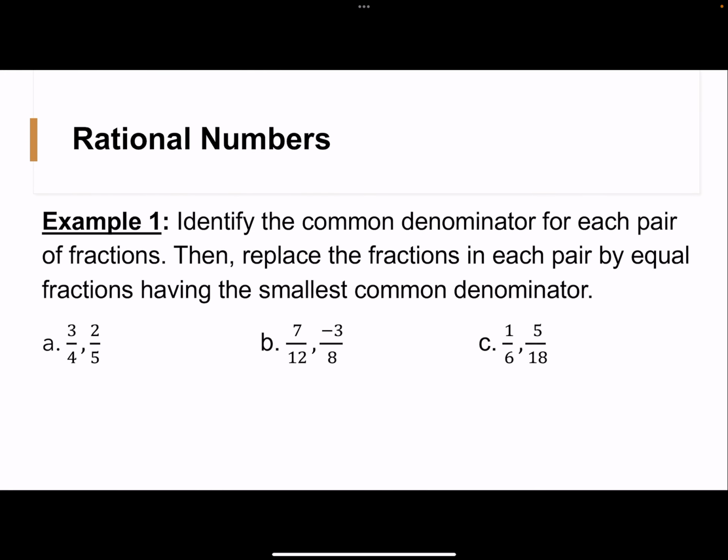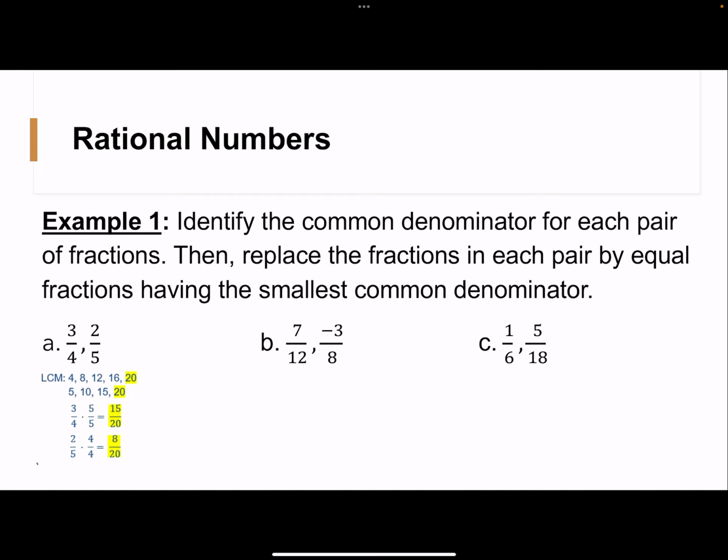We're going to look at some examples. The directions for example 1 say, identify the common denominator for each pair of fractions. Then replace the fractions in each pair by equal fractions having the smallest common denominator. Let's look at example A, 3/4 and 2/5.